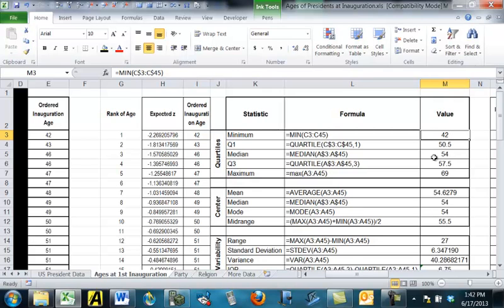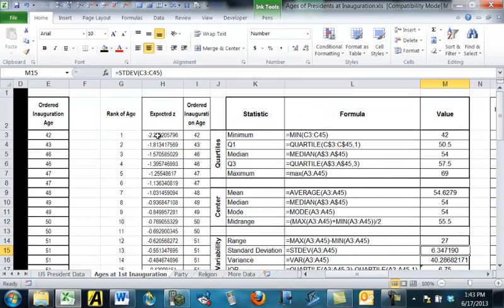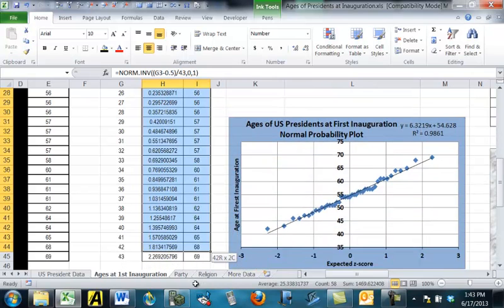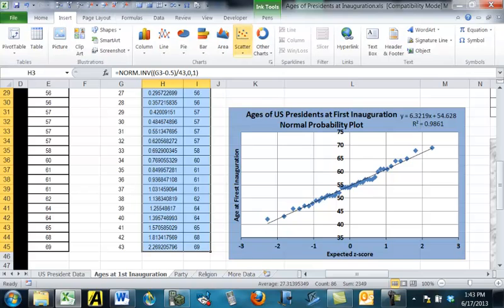And so we can see there's our 5-number summary, our quartiles. Our mean is 54.6. That one's going to be important for what we're doing now, and our standard deviation is about 6.35. Okay, now to get a scatter plot, notice I've lined these up with X. This is X's and these are Y's here. So I highlight my data like this, X on the left, Y on the right. And then I go to Insert a Scatter Plot.